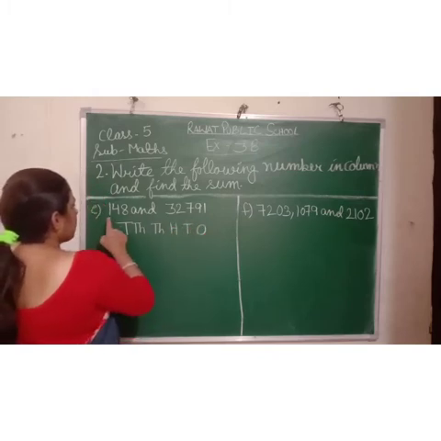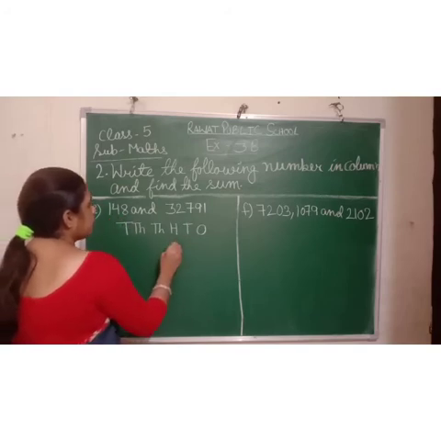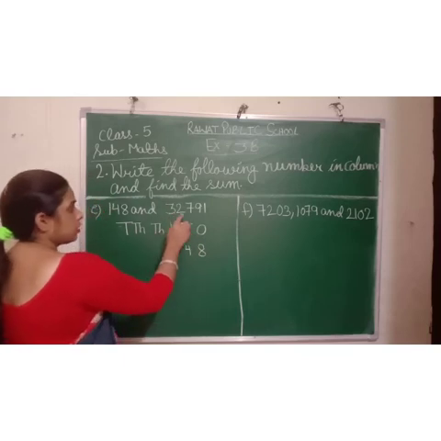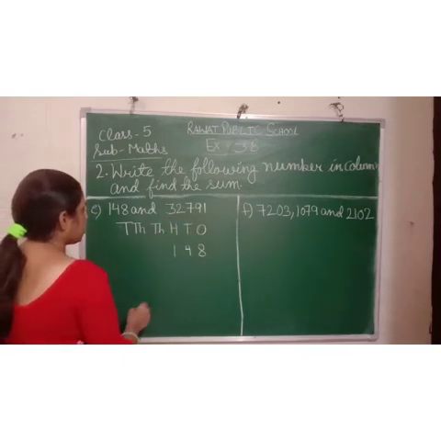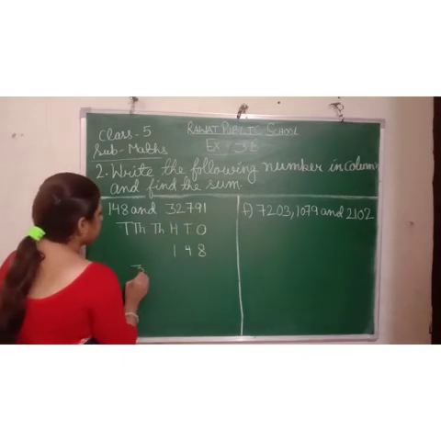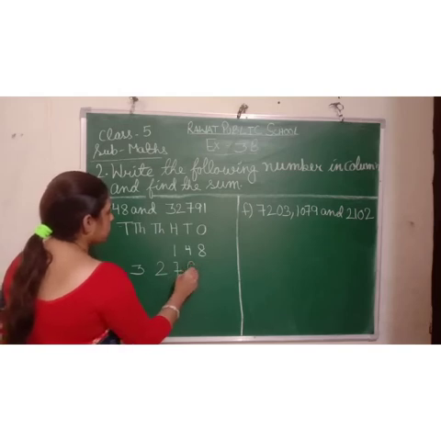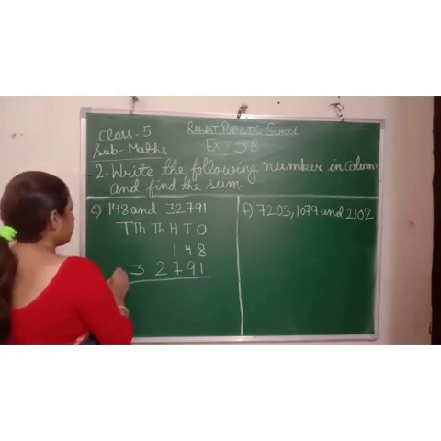Now you can write down here 148. It means you will write down here 148, then 32,791. 3 will be on 10,000 place, 2 will be on 1000 place, 7 will be on 100 place, 9 will be on tens place, and 1 will be on ones place.